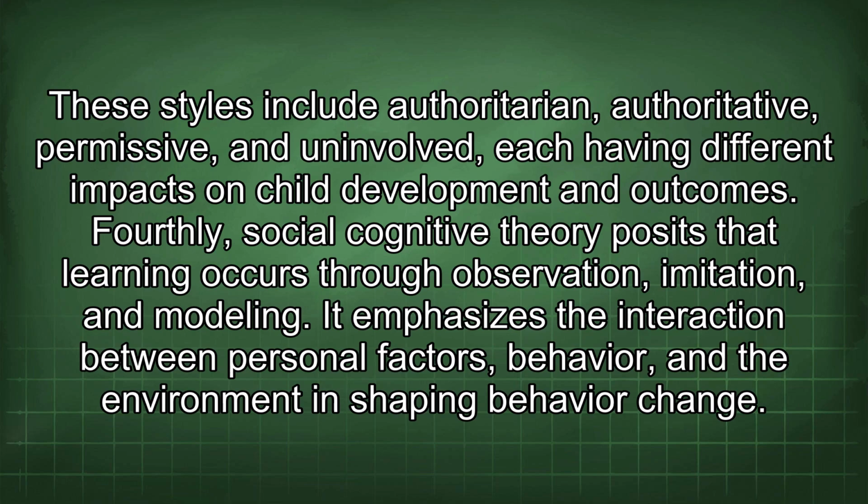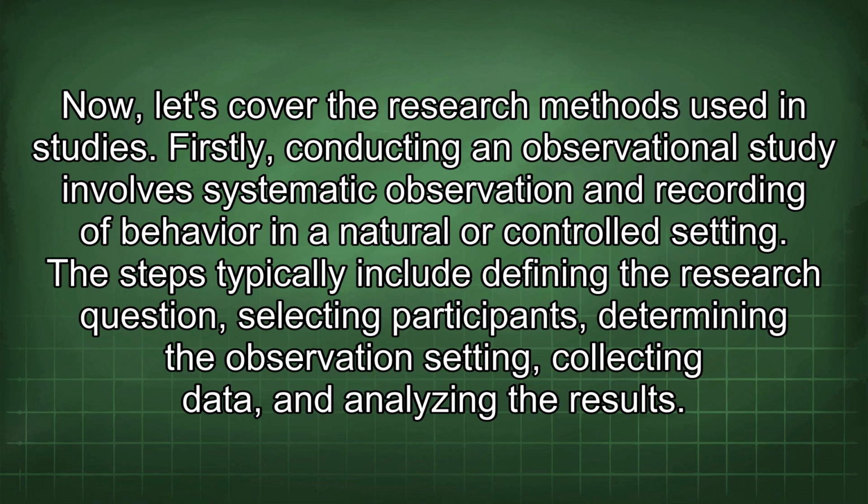Fourthly, social cognitive theory posits that learning occurs through observation, imitation, and modeling. It emphasizes the interaction between personal factors, behavior, and the environment in shaping behavior change. Now, let's cover the research methods used in studies. Firstly, conducting an observational study involves systematic observation and recording of behavior in a natural or controlled setting. The steps typically include defining the research question, selecting participants, determining the observation setting, collecting data, and analyzing the results.